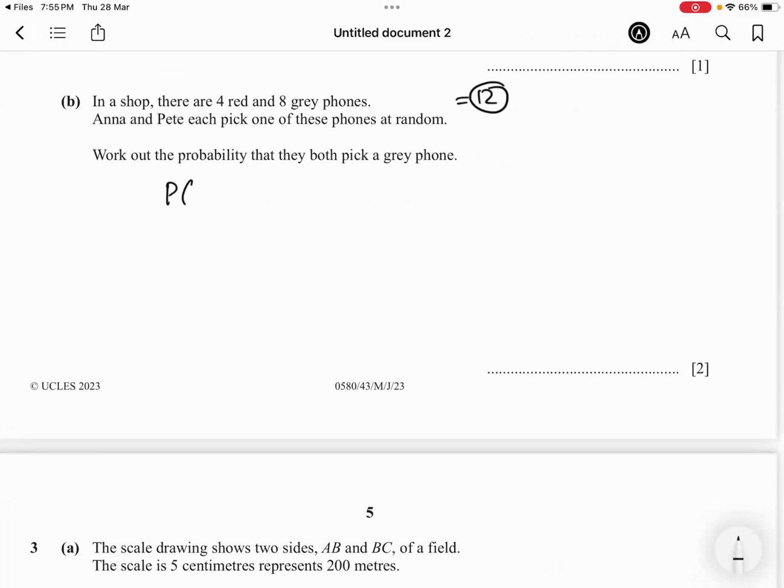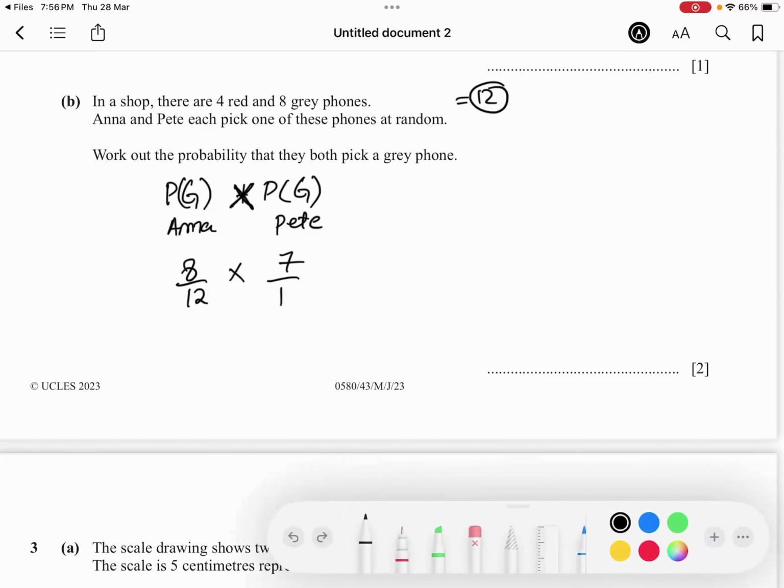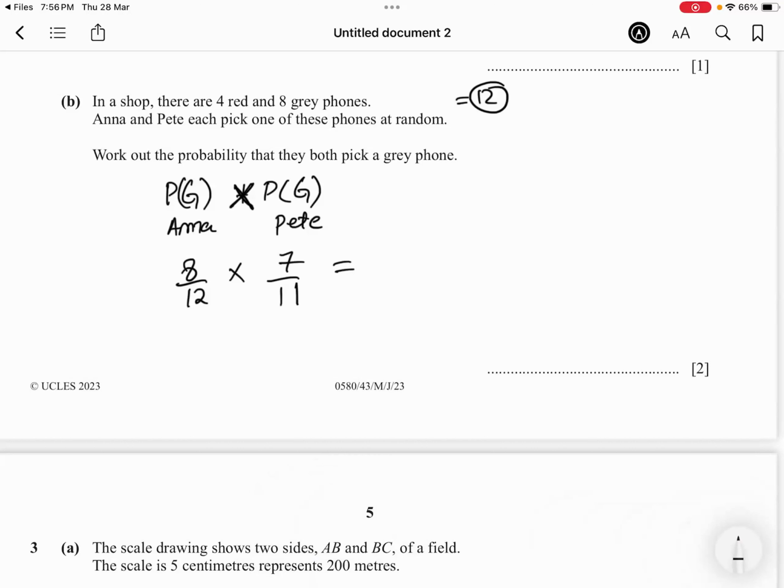Probability of picking gray, and that would be Anna, plus probability of picking gray, and that would be Pete. So probability of gray for Anna would be 8/12 multiplied by probability of gray for Pete. So Pete would be that much, that is multiplication. That would be 7 out of 11, because one gray is in the hand of Anna. So 8 sevens are 56 and 12 12s are 144. So that would be 132. Don't simplify the probability unless and until it is asked from the examiner.